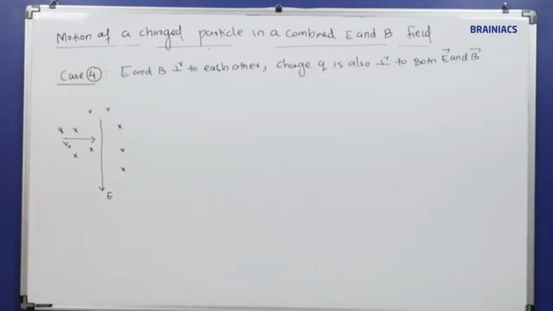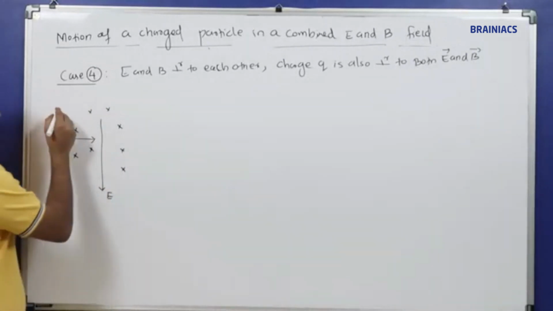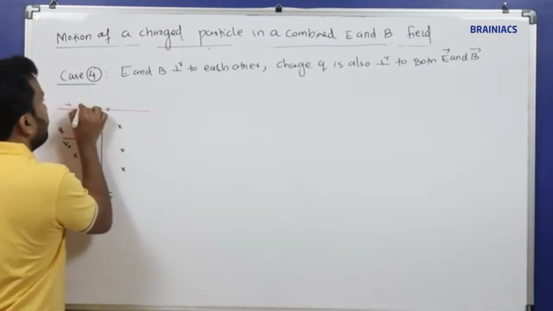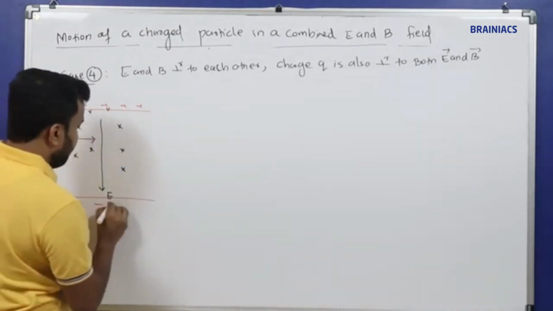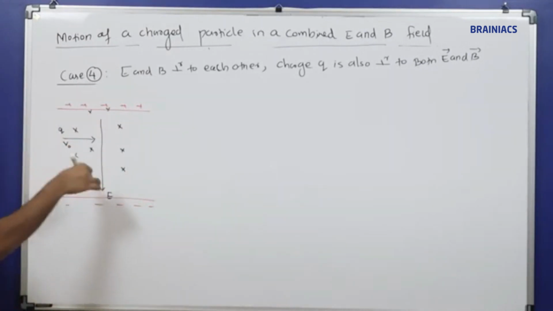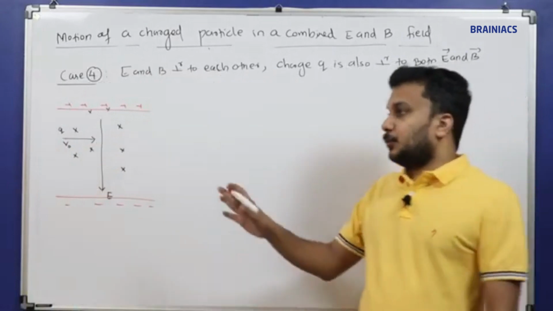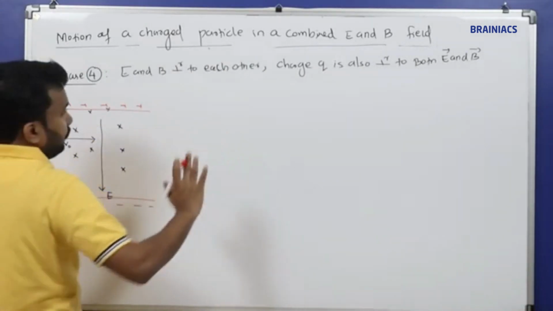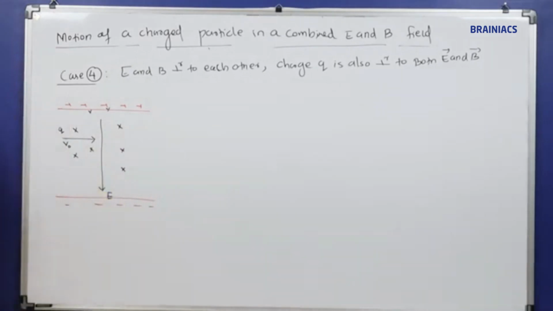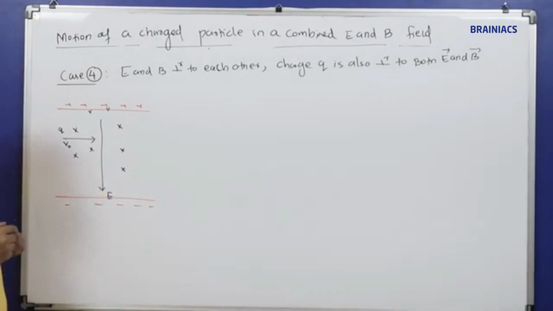So what will happen? Here the electric field is directed from top to bottom. So you can assume here we have a positive plate, since electric field means positive charge, and here you have a negative plate. Electric fields always direct from positive to negative, and the magnetic field is going into the board, and the charge is moving from left to right, the positive x direction. Whenever the charge is coming like this, what is the direction of the electrical force?